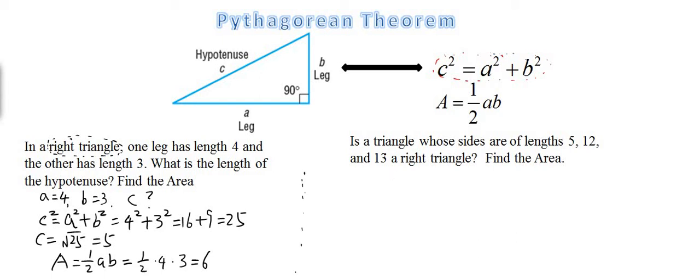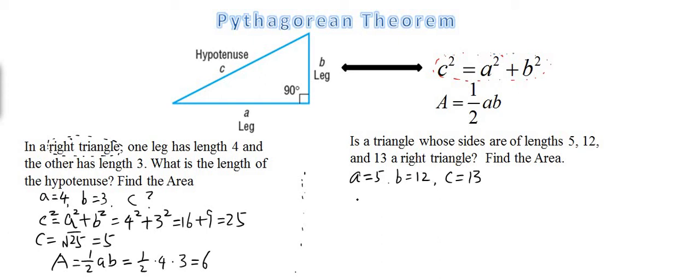Now let's take a look at the second example. The second example wants to check whether this triangle is a right triangle or not. We can still apply the Pythagorean theorem. If we have the relationship c squared equals a squared plus b squared, that means it is a right triangle, otherwise it's not. So we need to find whether a squared plus b squared equals c squared, right? So we need to write down what a is. a is 5. What is b? b is 12. c is 13.